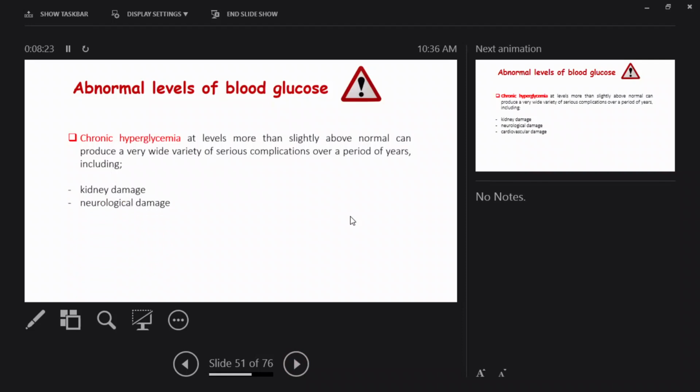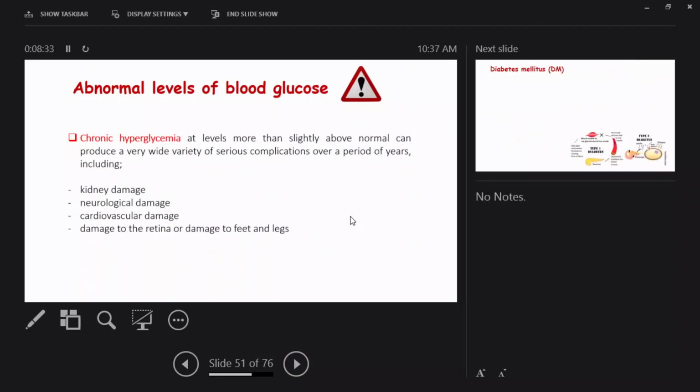It can cause neurological damage because glucose is not stable. It can cause toxic effects to our neurons. Cardiovascular damage, which is one of the most common things that can happen to a diabetic patient. Damage to the retina or damage to the feet and legs.